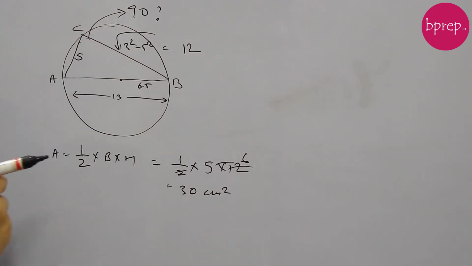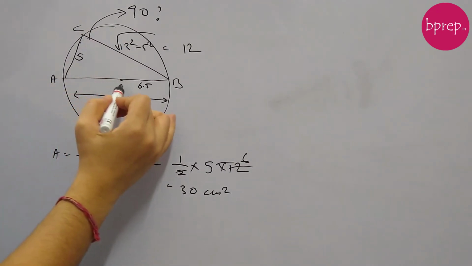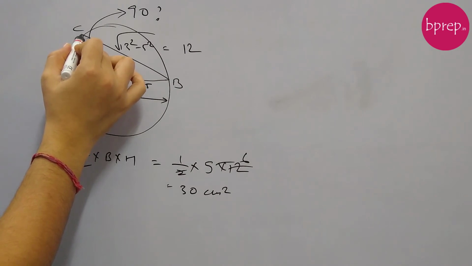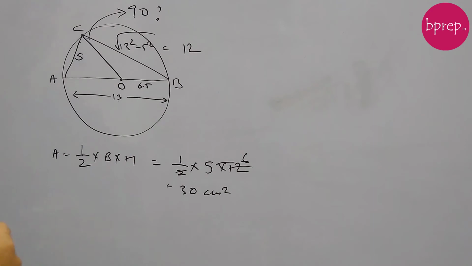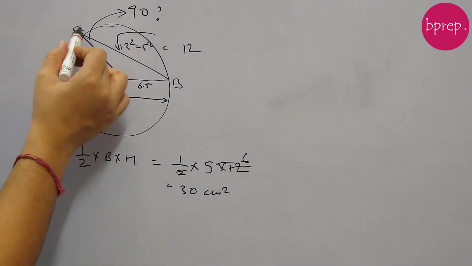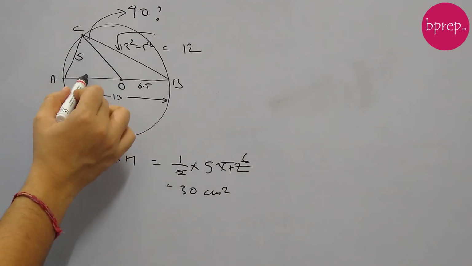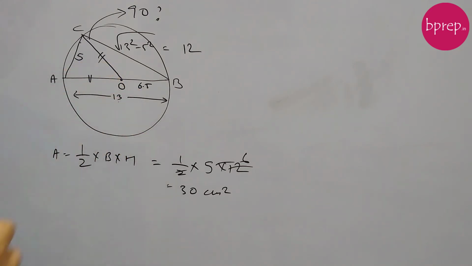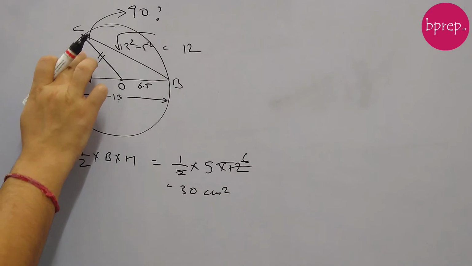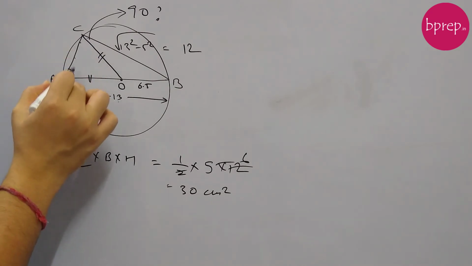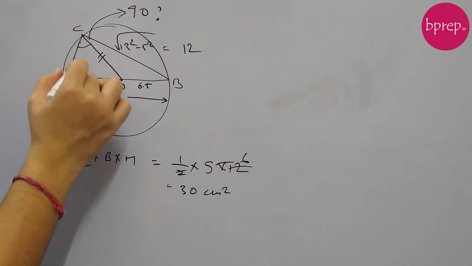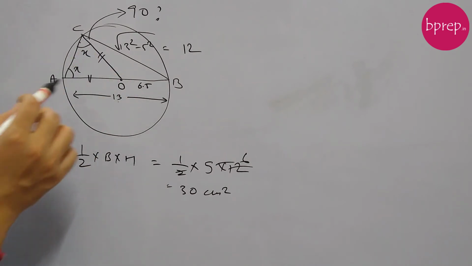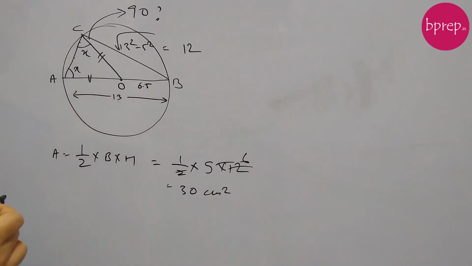Okay, so let's join the point C with the center. Let's say O is our center. Now in this case, if O is the center, OC is a radius and OA is also a radius, so OA and OC will be equal. Okay, so if they are equal, angle A and angle C will be equal, right? Let's say they are X, because this is an isosceles triangle.